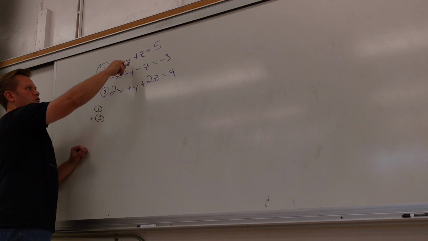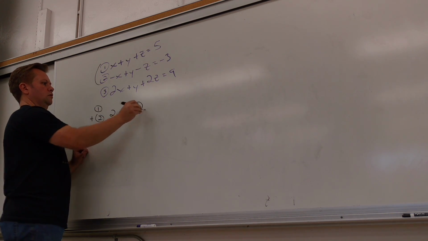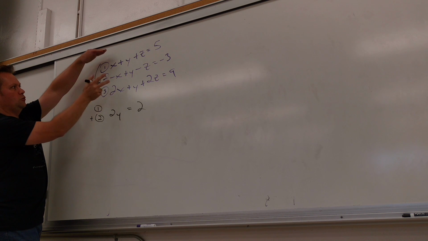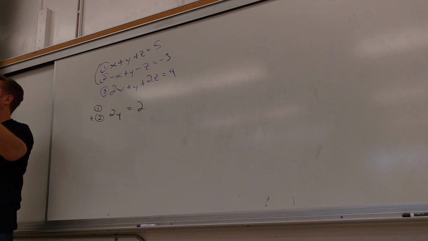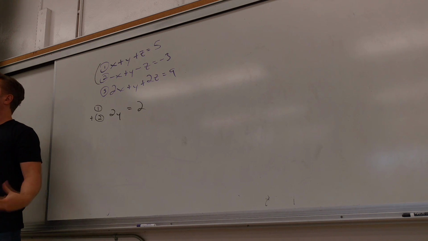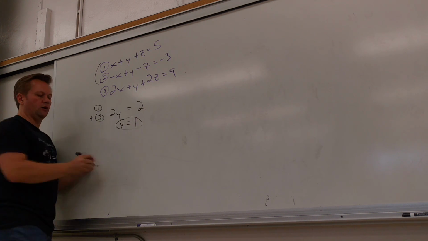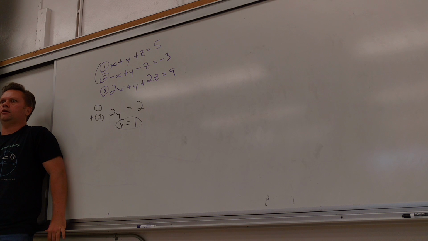So you get 2y equals 2. I like it. Be careful, just because you touch the equations doesn't make these variables die. You actually have to add the equations together to make them die, and you make this third new equation. So y is 1.